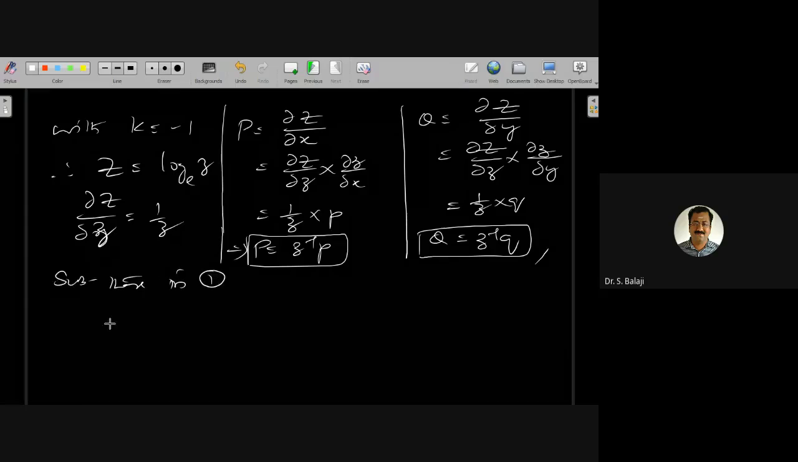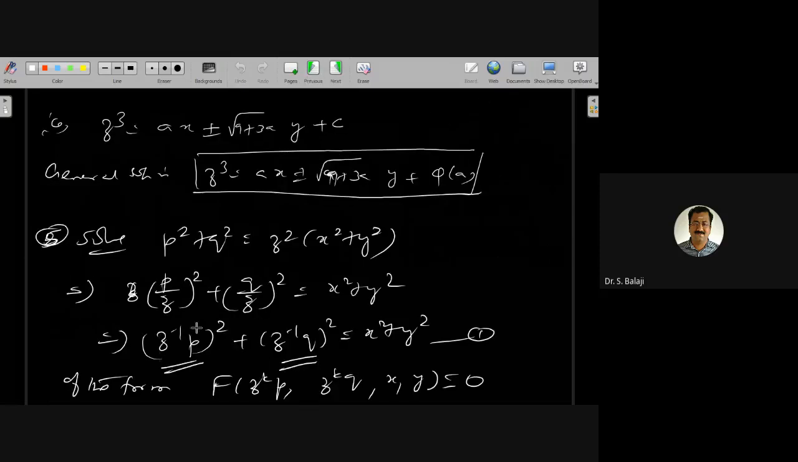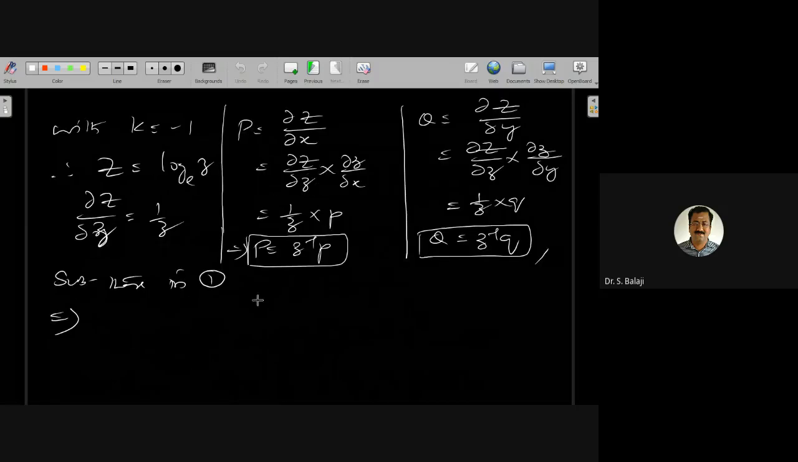in equation number 1. What is 1? This is capital P, this is capital Q. P square plus Q square equal to x square plus y square. Can anyone tell me what the standard form is here?